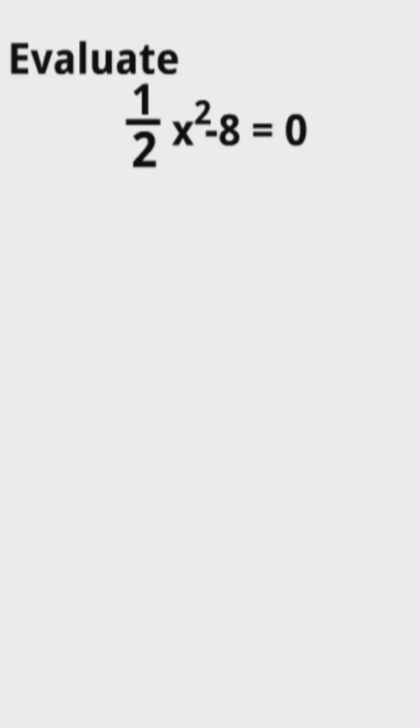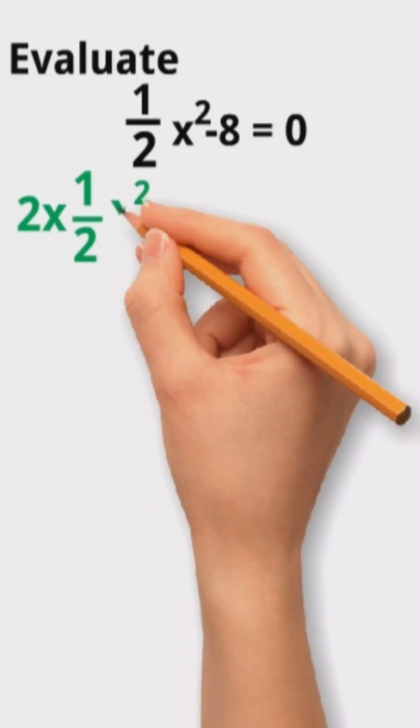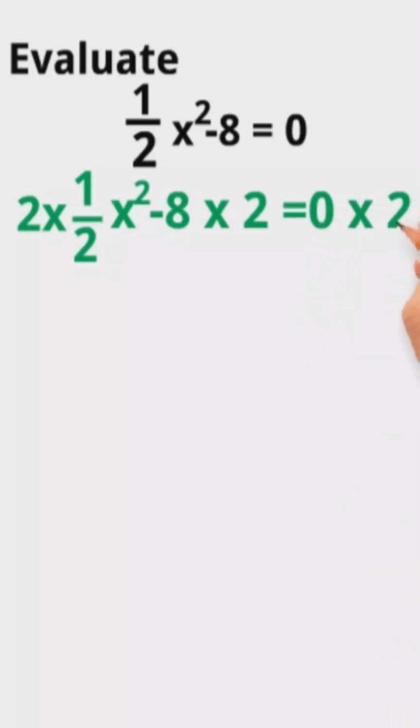Now, let's solve the equation 1/2x² minus 8 equals 0. First, let's remove the fraction. Fractions can be annoying, right? So let's clear it out. Multiply the whole equation by 2. Watch carefully. 2 by 1/2x² minus 8 by 2 is equal to 0 by 2.